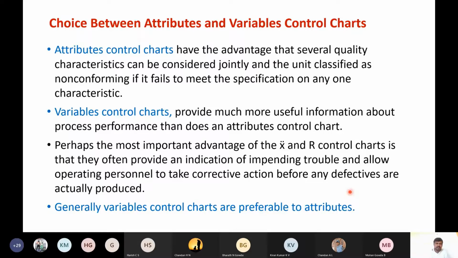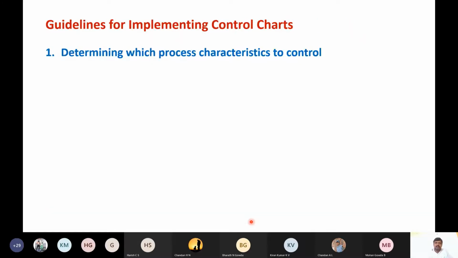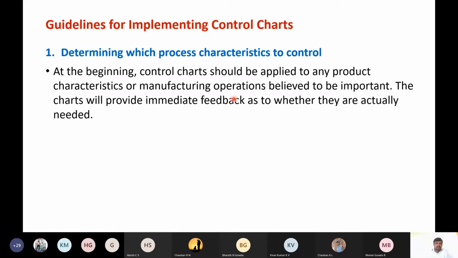Next, the last topic: guidelines for implementing control charts. There are some guidelines. First, determining which process characteristics to control. In any manufacturing activity, there are many characteristics and variables that need to be controlled and regulated. So you have to determine which ones you should regulate. At the beginning, control charts should be applied to any product characteristics or manufacturing operations believed to be important. The charts will provide immediate feedback as to whether they are actually needed.